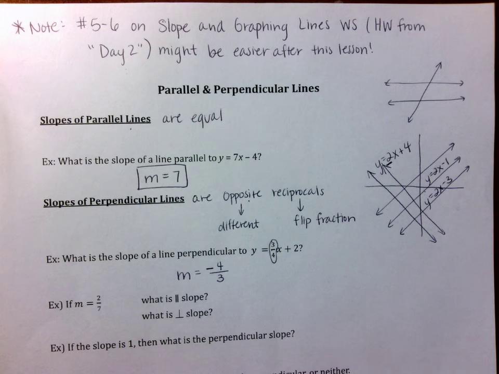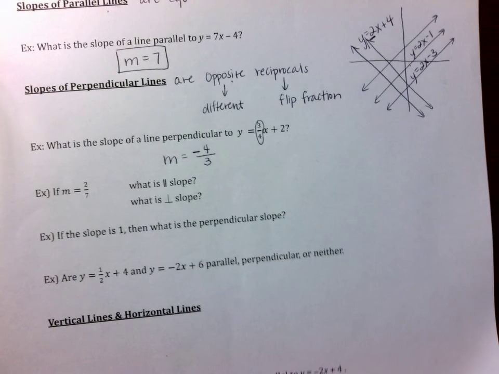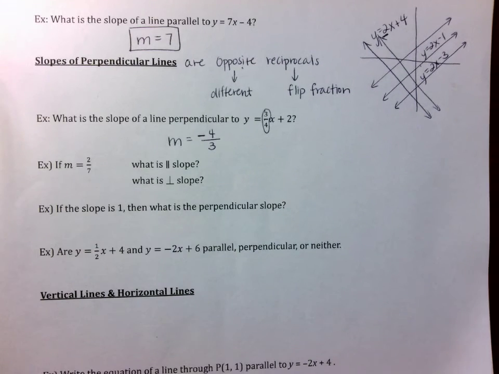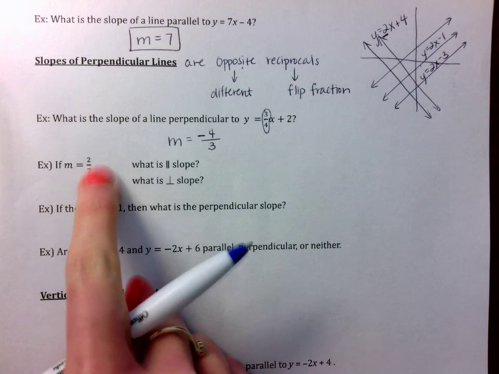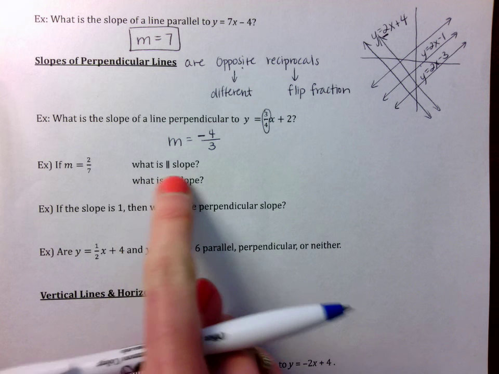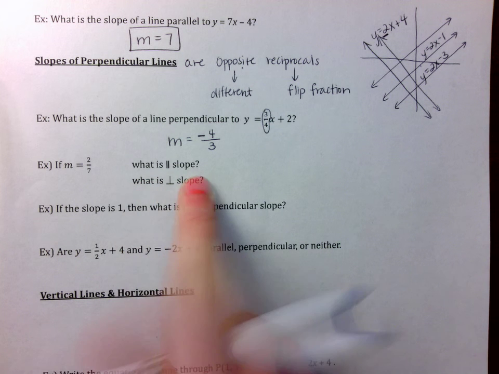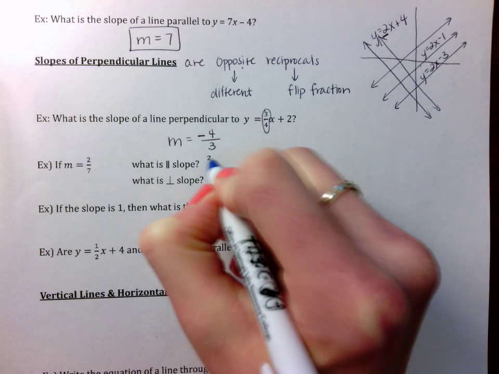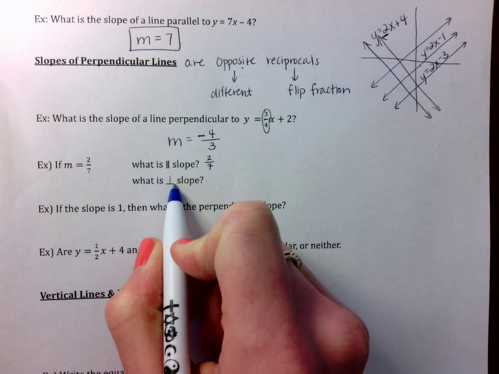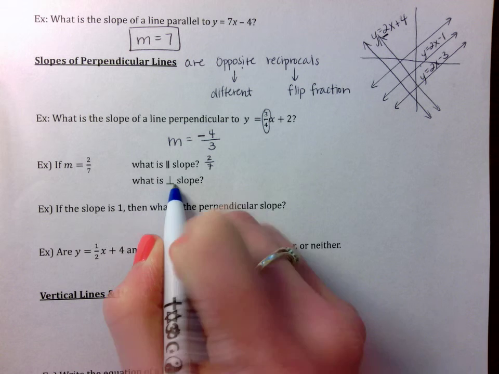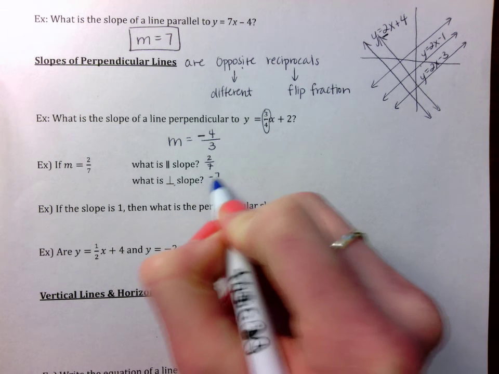All right, let's try a couple more examples using these concepts. Looking at the next example, they're just telling you a slope. So if the slope of some line is 2/7, what is the parallel slope? Well, it'll be exactly the same, so it'll be 2/7. And the perpendicular slope will be the opposite reciprocal, so we'll flip and change the sign, negative 7/2.